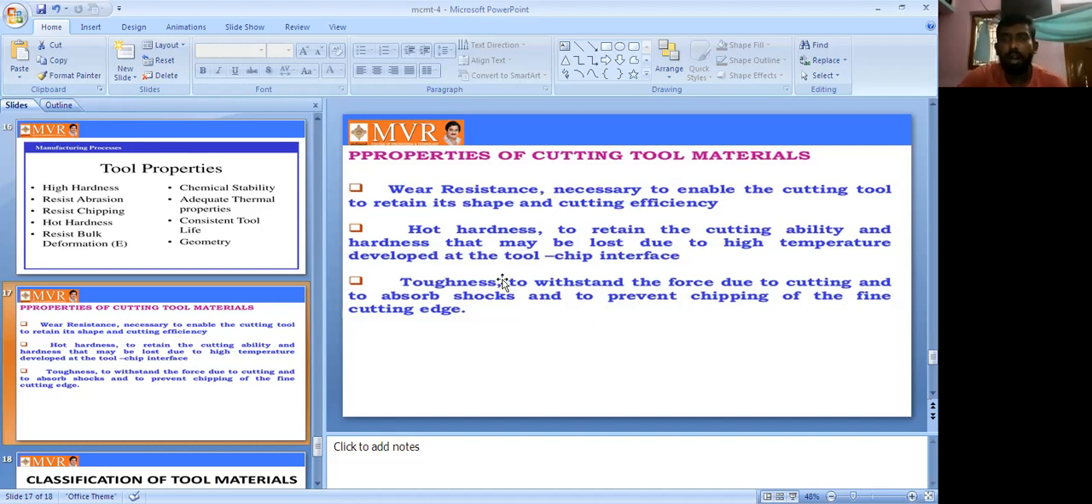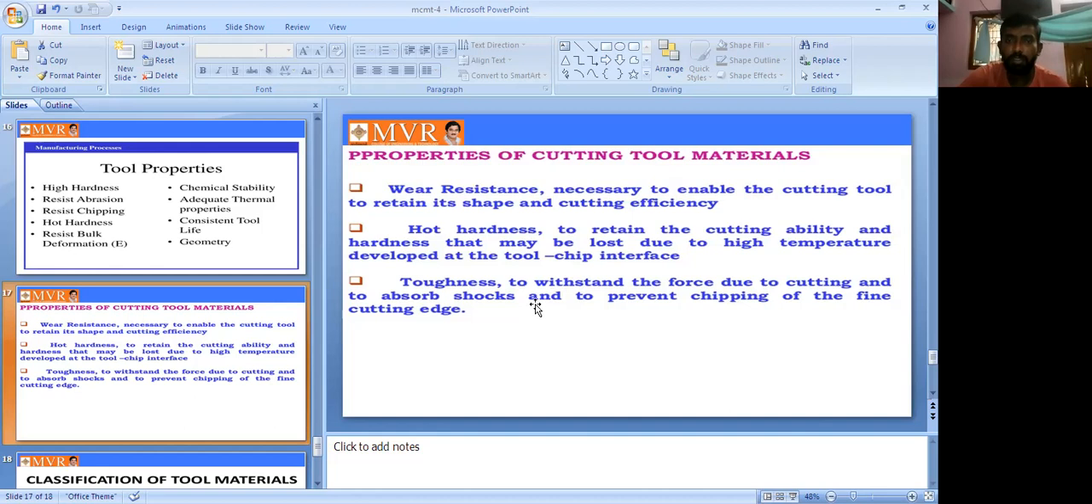Next is hardness, to retain the cutting ability. The hardness may be lost due to the high temperature developed at the tool-chip interface. So hardness retains the cutting ability. Sometimes it is lost, because when high temperature develops at the tool-chip interface, the hardness automatically reduces.